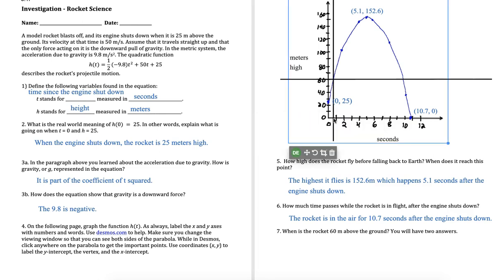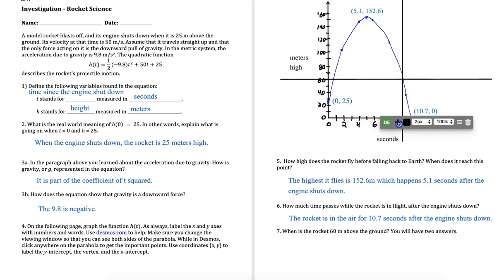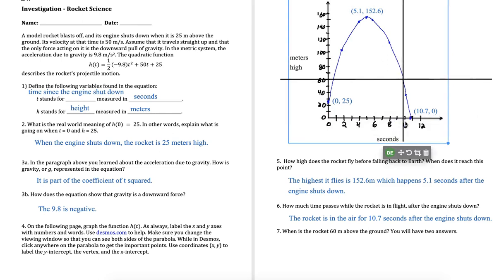If we follow that vertical line down, we see that the rocket is 60 meters above the ground a little bit less than 1 second after the engine shuts down. Now I'm going to slide that vertical line over, and I notice that on the way down, the rocket is 60 meters above the ground a little bit less than 10 seconds, so maybe 9.9 seconds.